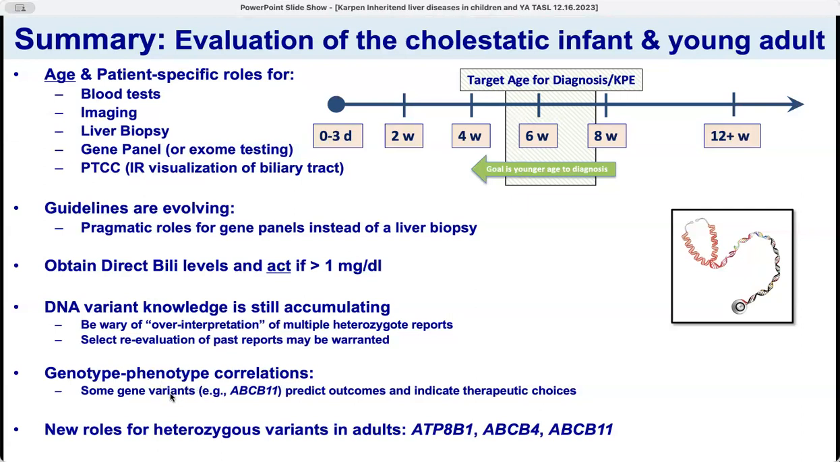Genotype-phenotype correlations are becoming useful, and some gene variants can predict outcome and indicate therapeutic choices. And finally, which I find most exciting for the adult world, and asking the adults to consider gene panels for the right patients, there are probably roles for certain hets in driving disease.